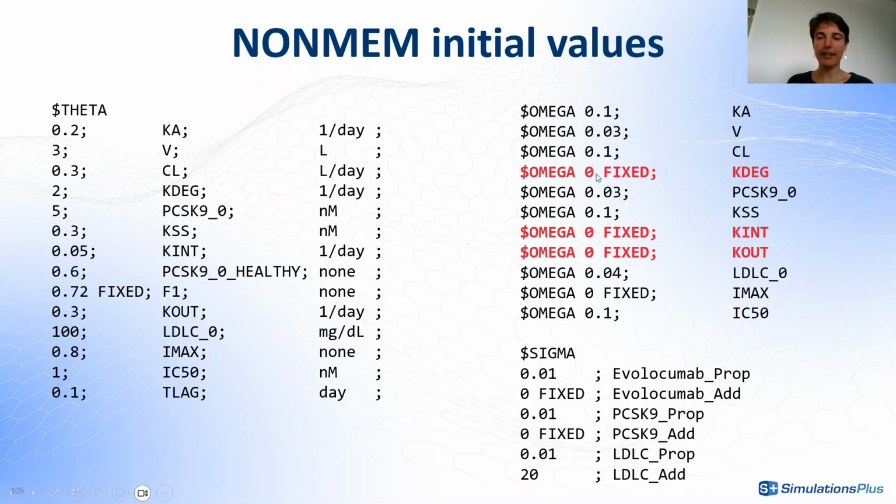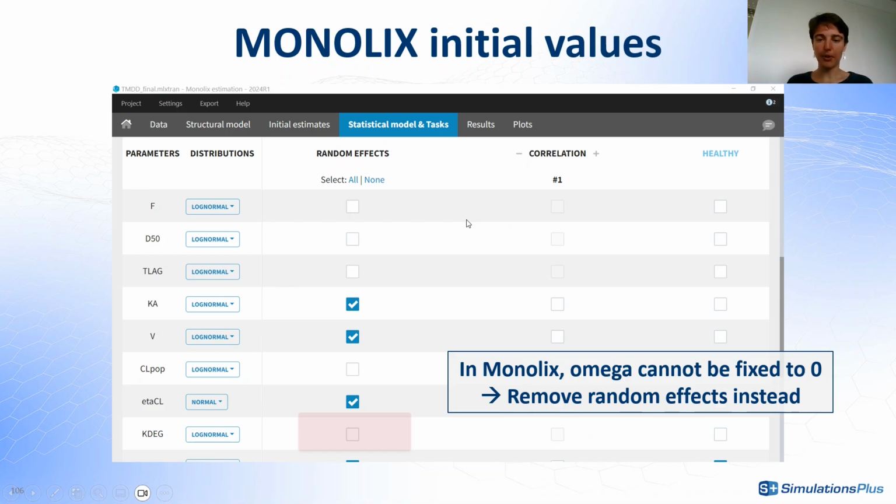What I want to say here is that we have some omegas that are fixed to 0. Actually, in Monolix, it's not possible to fix an omega to 0. If you want to do the same, you just remove the random effect, and that's actually the same. So that's what I have done here for KDEG, for instance.